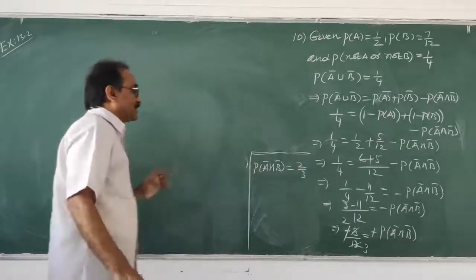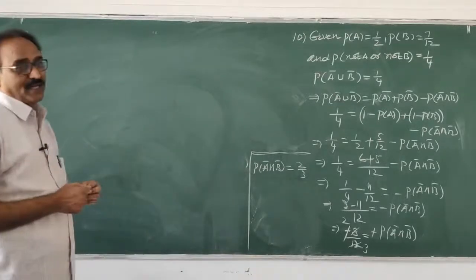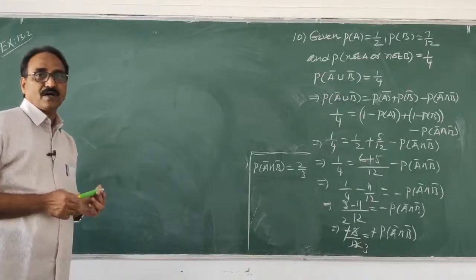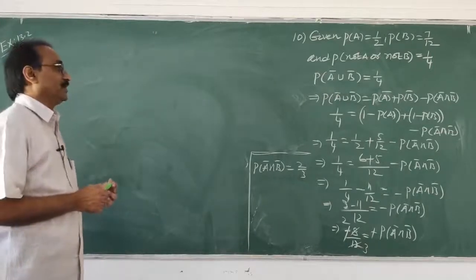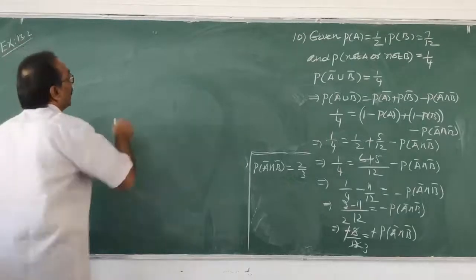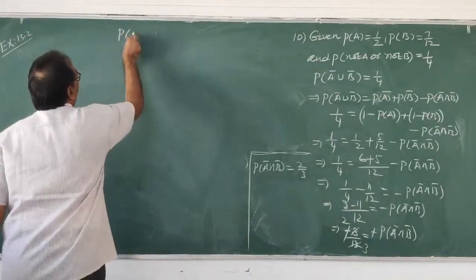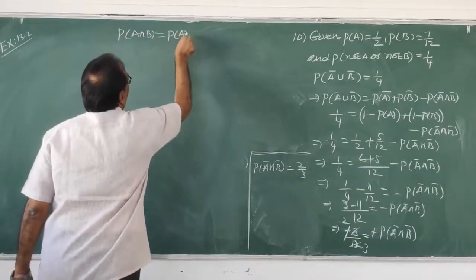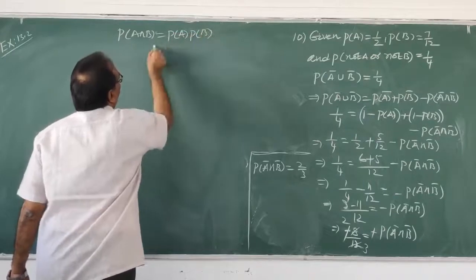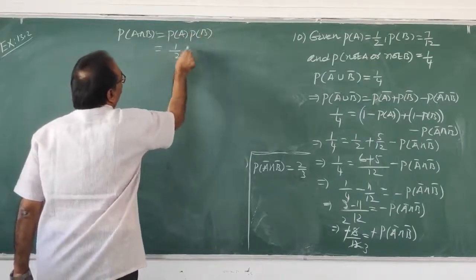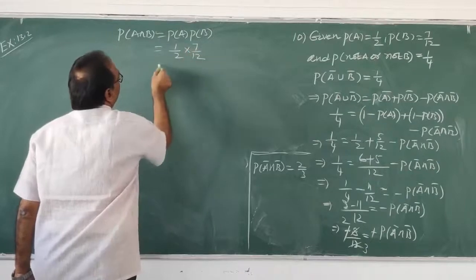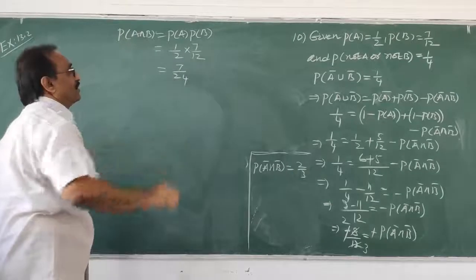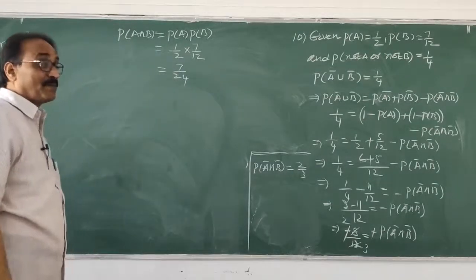Now he is asking P of A intersection B, how much can you tell? A intersection B means 1 minus P of the union. Correct? We have to put that one. Then finally, P of A intersection B is equal to P of A into P of B. What is P of A? 1 by 2. What is P of B? 7 by 12. So now how much? 7 by 24. Whether P of A intersection B is 7 by 24? If that is the case, then they are independent events.